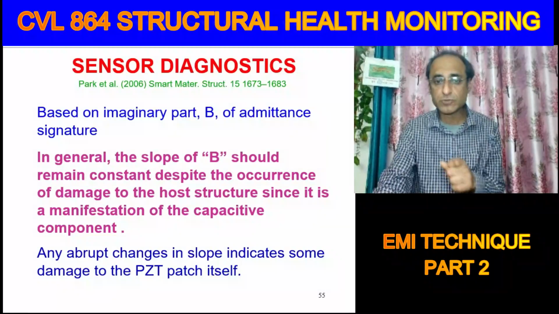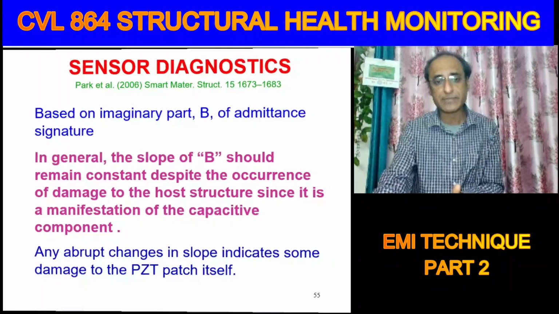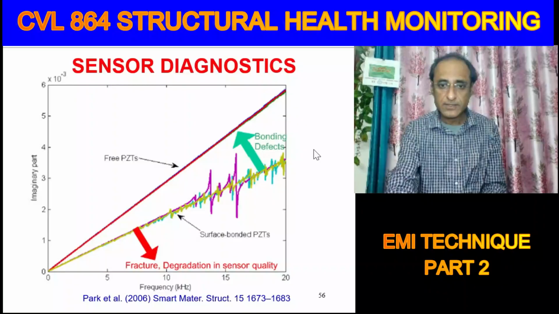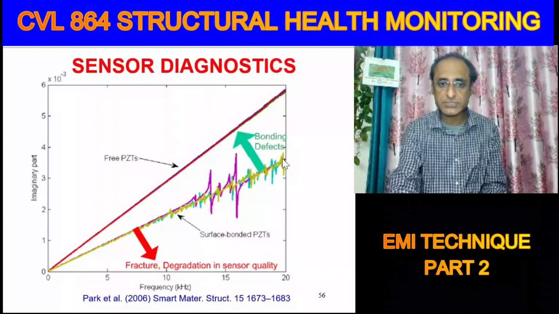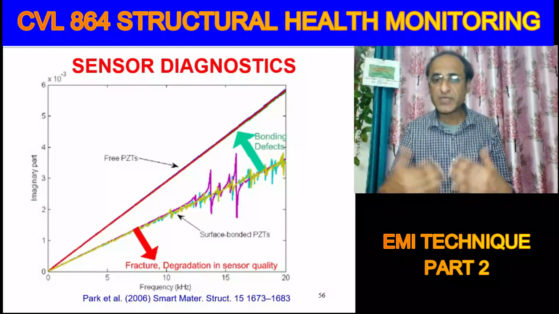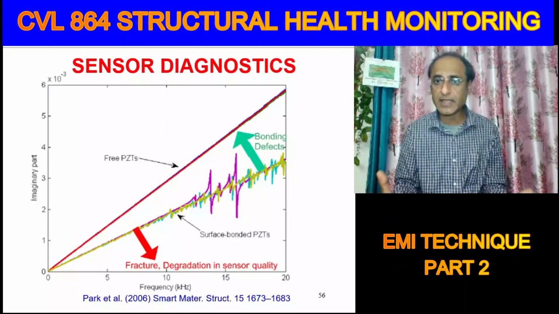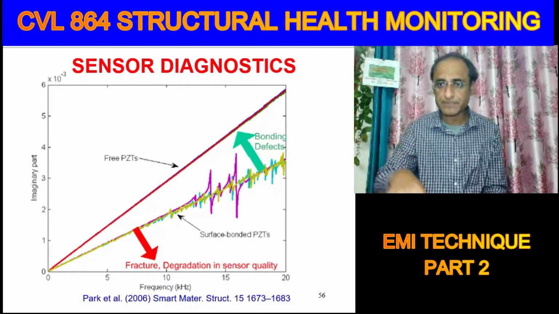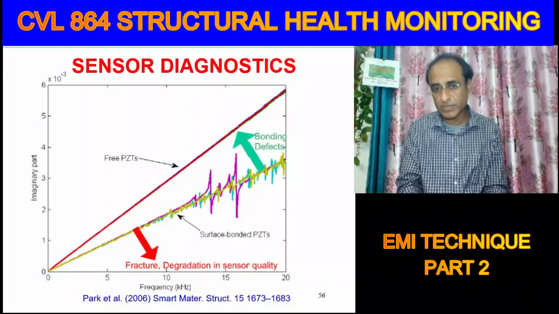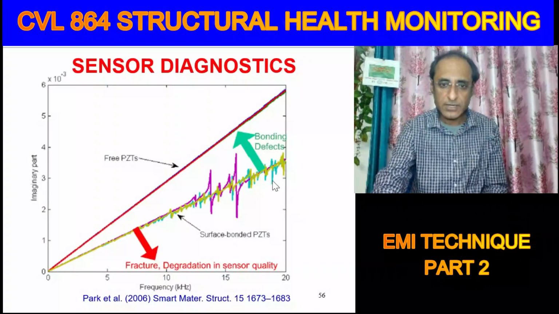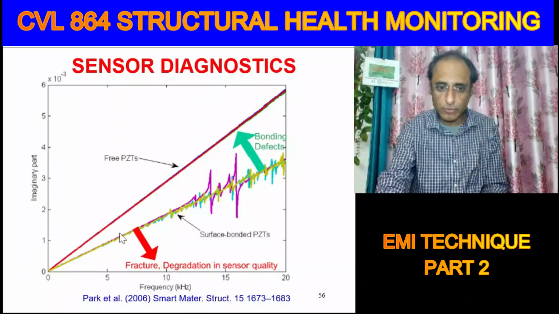So this fact is used to identify the type of damage. Any abrupt change in the slope indicates something is happening. Here is an example. This line is showing the slope of the bonded piezo patch. What we find is that the slope is more or less constant, even though the peaks are changing. In the case of the imaginary part, the peaks are a bit different. They are like a Z shape. They go up, then down, and again they merge. So this rotated Z shape pattern occurs. Other than that, the slope remains constant.